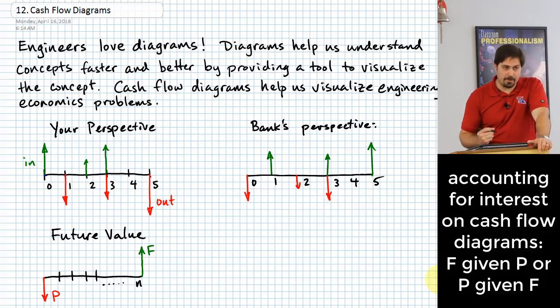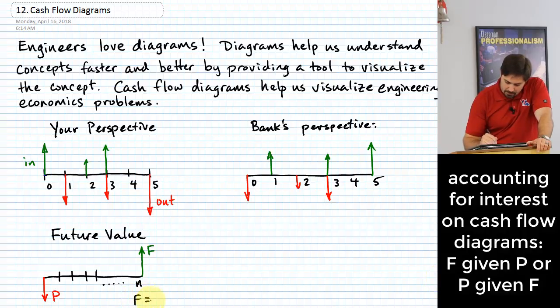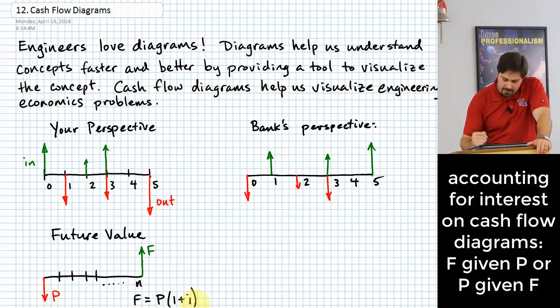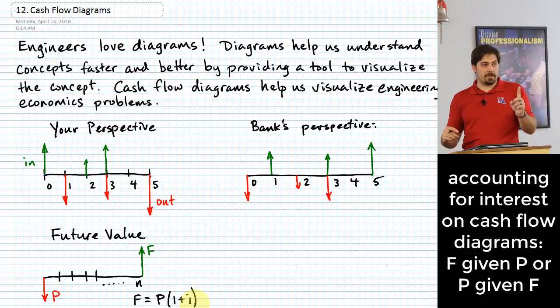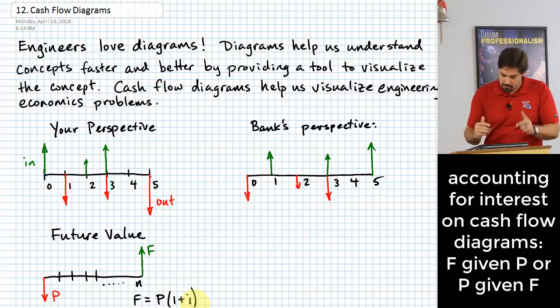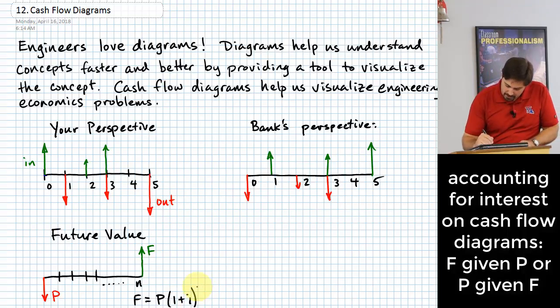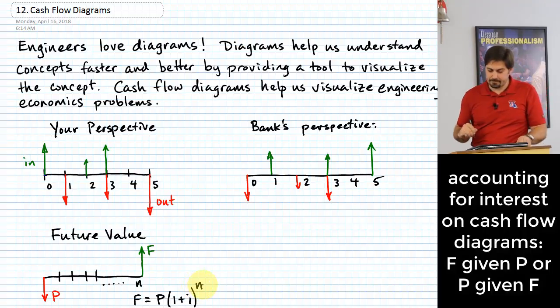Yeah, the interest formula that we covered last time, right? So that would be F is equal to what? P times 1 plus I, assuming that you are compounding just once per period, right? So 1 plus I to the n.